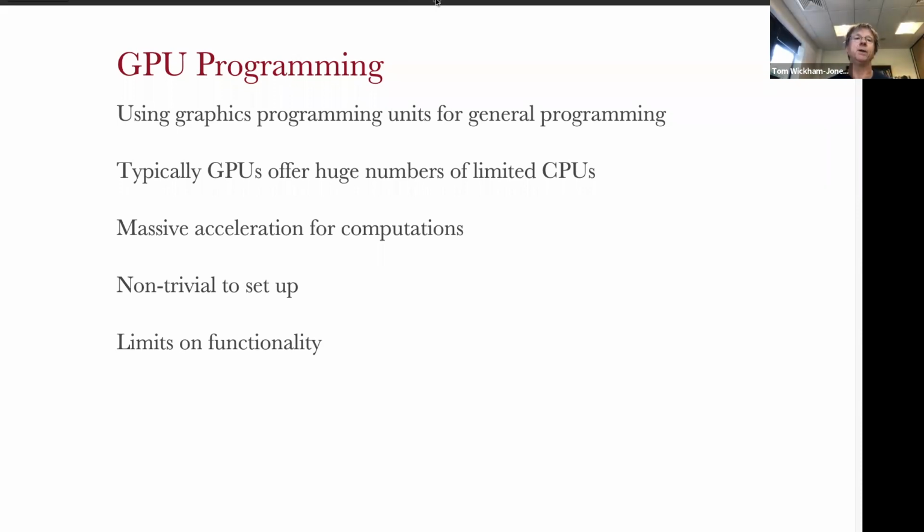Right, now I'm going to talk a little bit about GPU programming. Just a quick rundown. GPU programming is using graphical processing units for general programming. Typically GPUs have huge numbers of CPUs, but the CPUs are not quite as flexible. I mean, they're Turing complete and everything, but they're not quite as flexible as the CPU on your machine. Nonetheless, they can be used for certain types of computations, and they can give massive accelerations. They're non-trivial to set up, and the code that runs on them is subject to incredible constraints, which also makes them non-trivial.